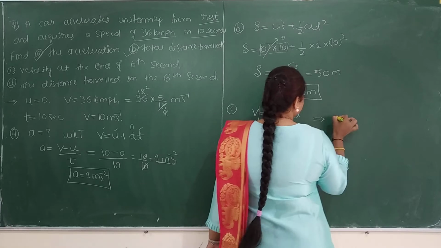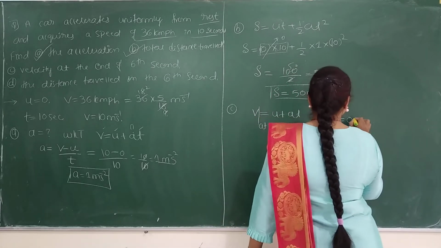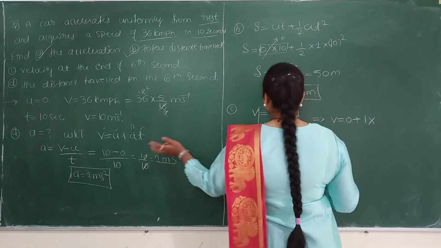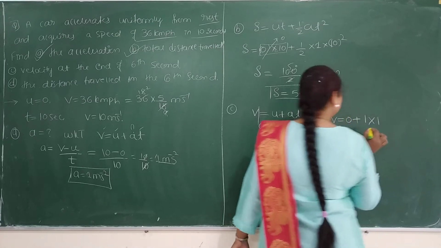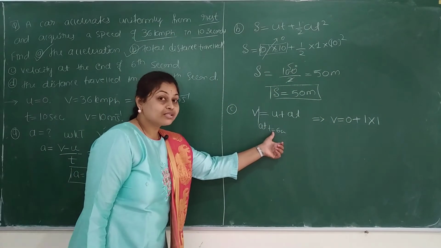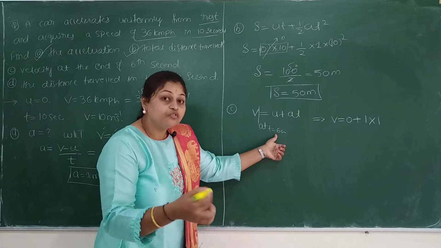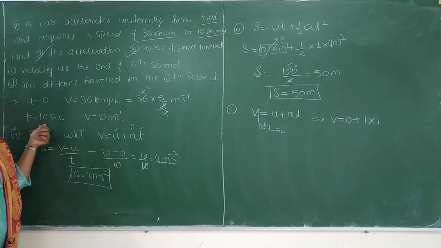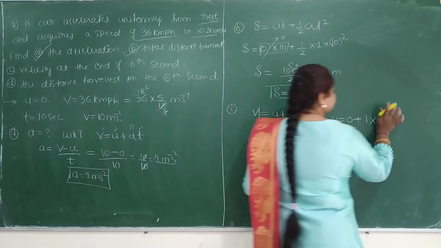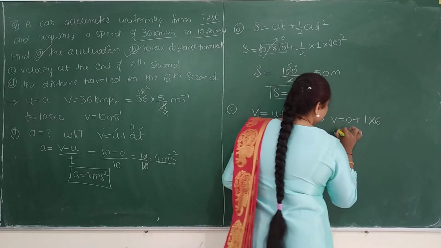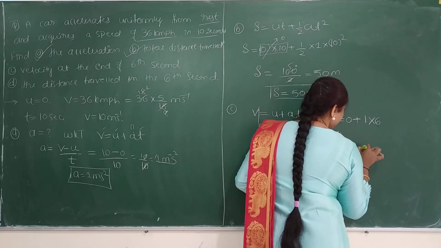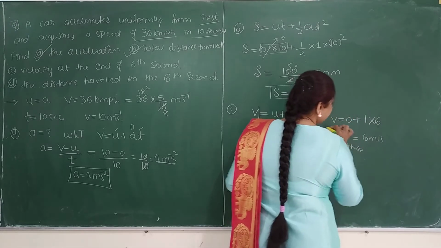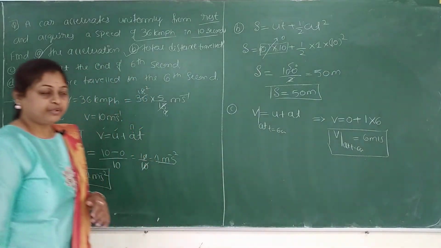I will write here only. Initial velocity is 0, plus acceleration is how much? 1, into the t value is how much? Not 10. How do we take the t value? 6 seconds. You have to calculate for the 6th second, what is the velocity of the car. Don't consider this time t. Right here, 6 seconds. Then the velocity at t is equal to 6 seconds is 6 meter per second. This is the answer. 6 meter per second.